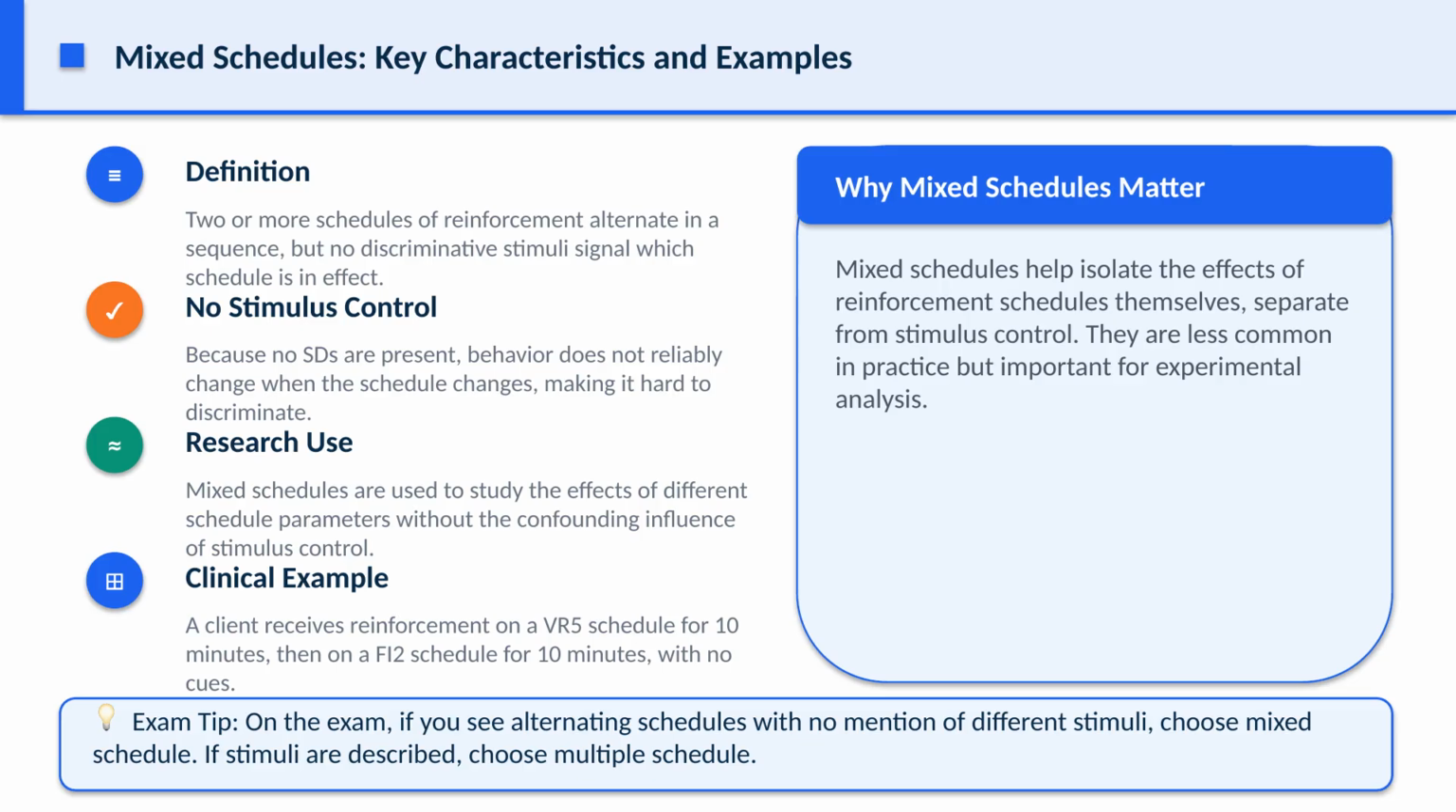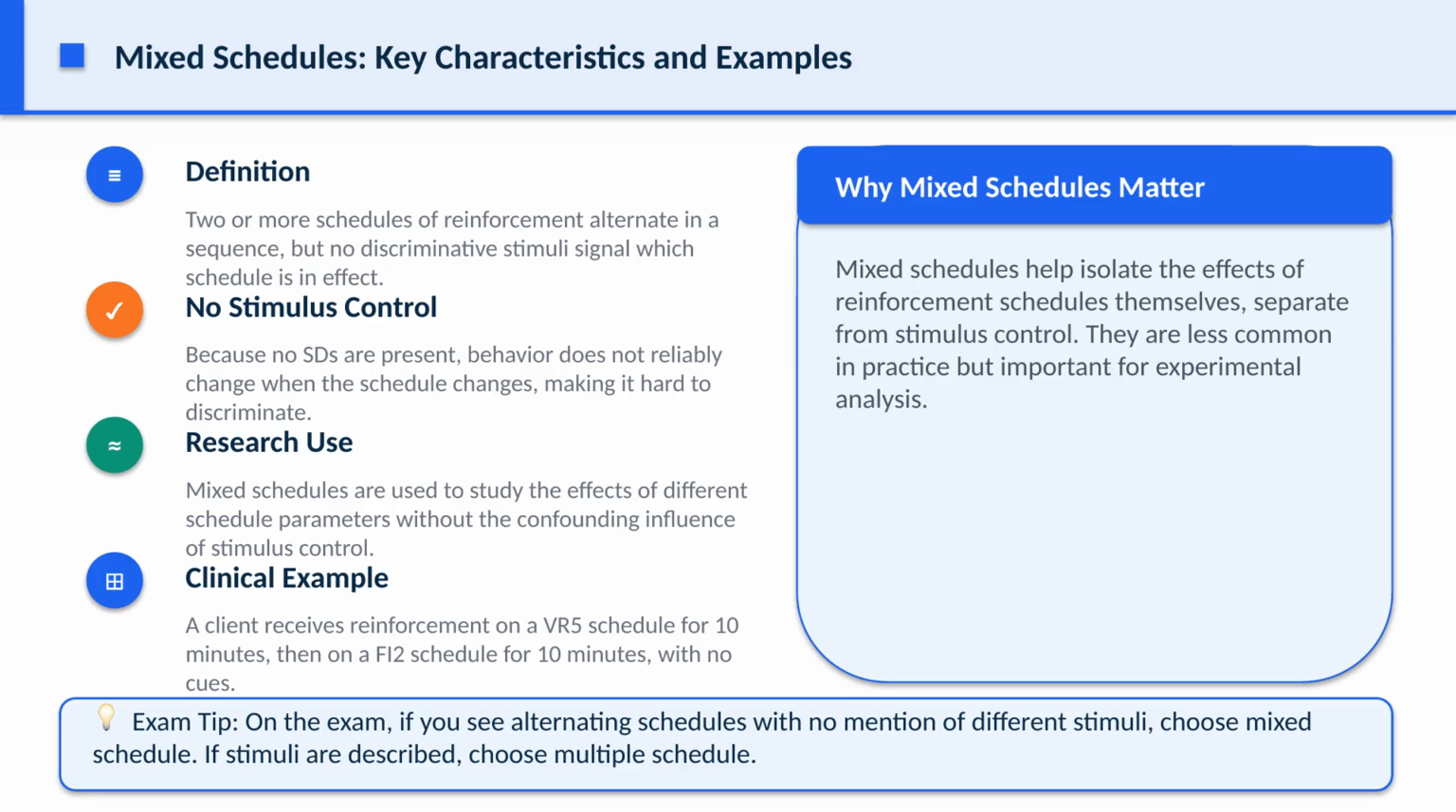Now let's look at mixed schedules. A mixed schedule involves 2 or more schedules of reinforcement that alternate in a sequence, but critically, no discriminative stimuli signal which schedule is currently in effect. Because there are no SDs present, the learner cannot reliably change their behavior when the schedule switches. This means there is no stimulus control, and the behavior pattern may look inconsistent.